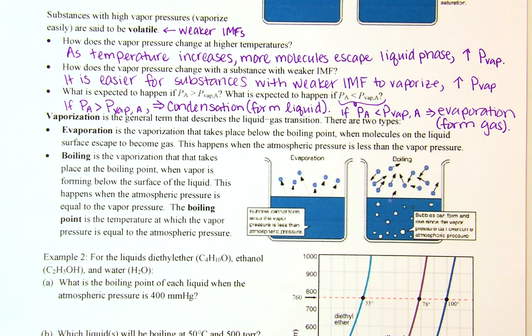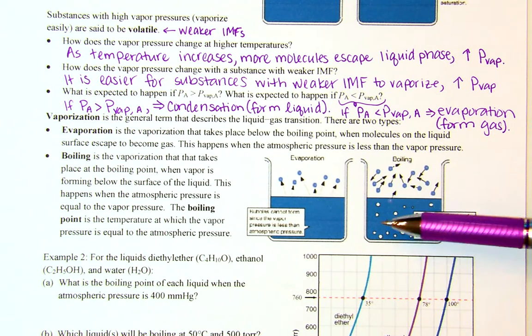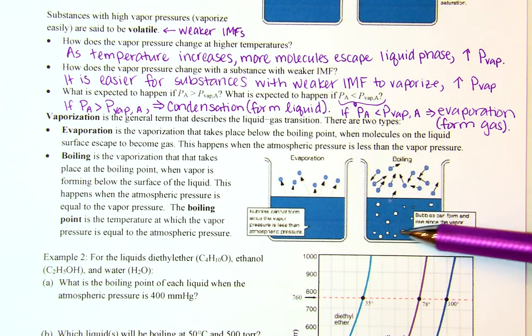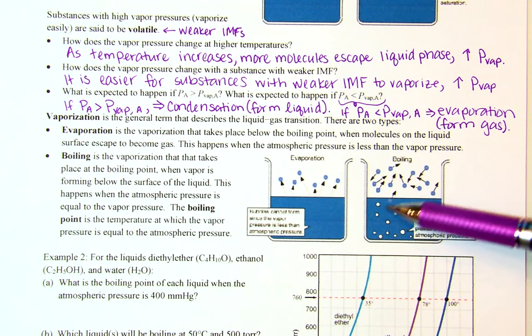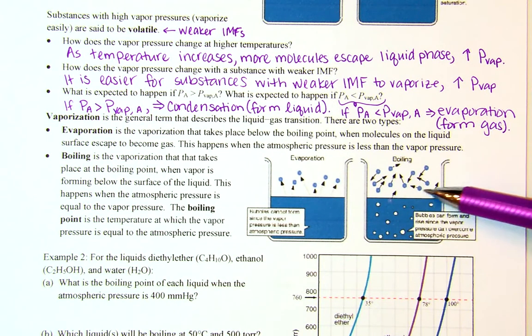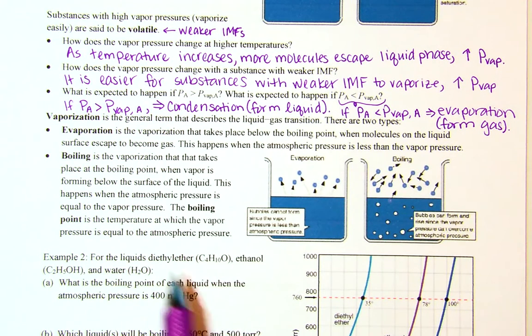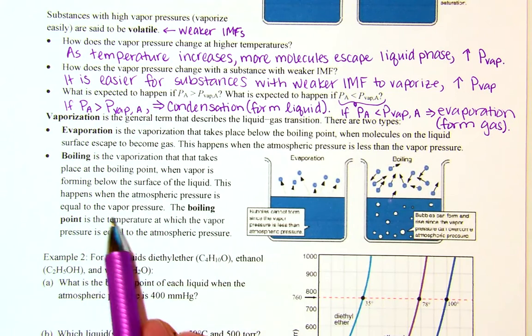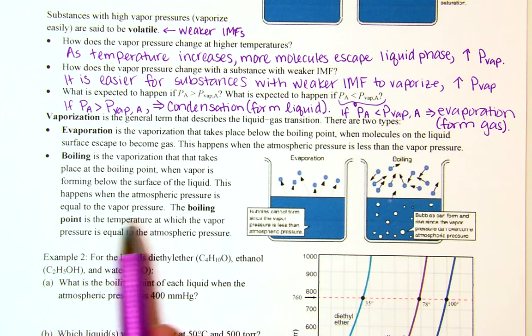Then you open it, and the pressure changes, and now the pressure is at equilibrium, and you really are boiling it essentially for a second because all these bubbles are forming below the surface of the water. And you can see those moving to the top, and that's your carbon dioxide coming out. So this happens when the atmospheric pressure is equal to the vapor pressure. And the boiling point is the temperature at which the vapor pressure is equal to the atmospheric pressure.